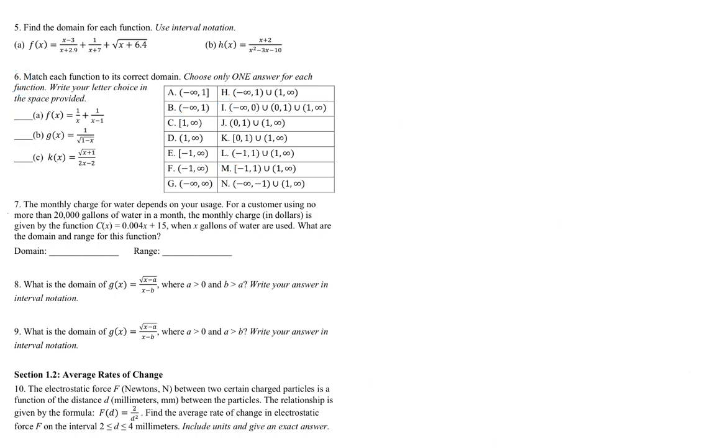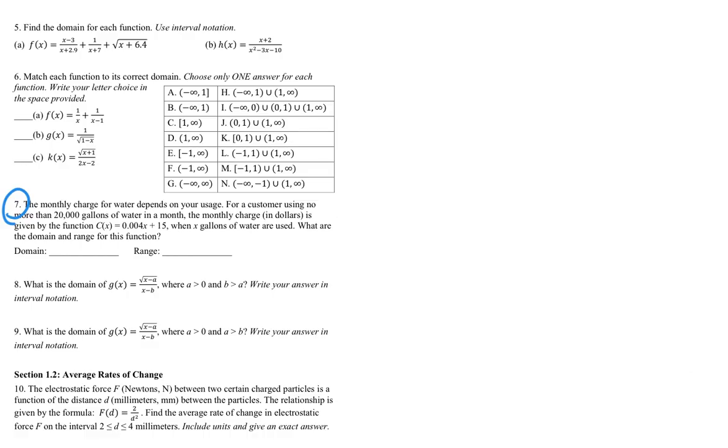All right, moving on to problem 7. The monthly charge for water depends on your usage. For a customer using no more than 20,000 gallons of water per month, the monthly charge is given by that, where x gallons of water are used. What are the domain and range for this function?